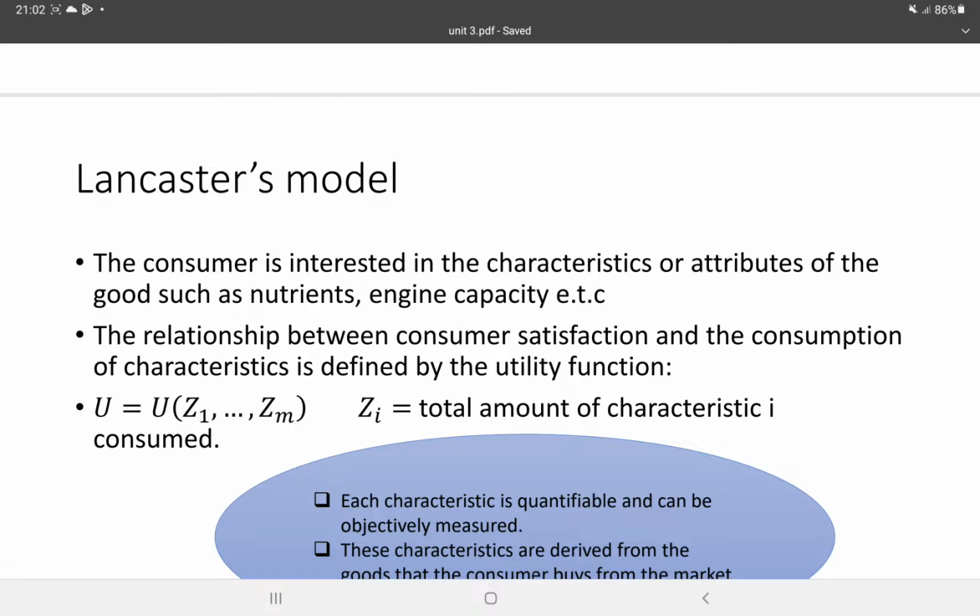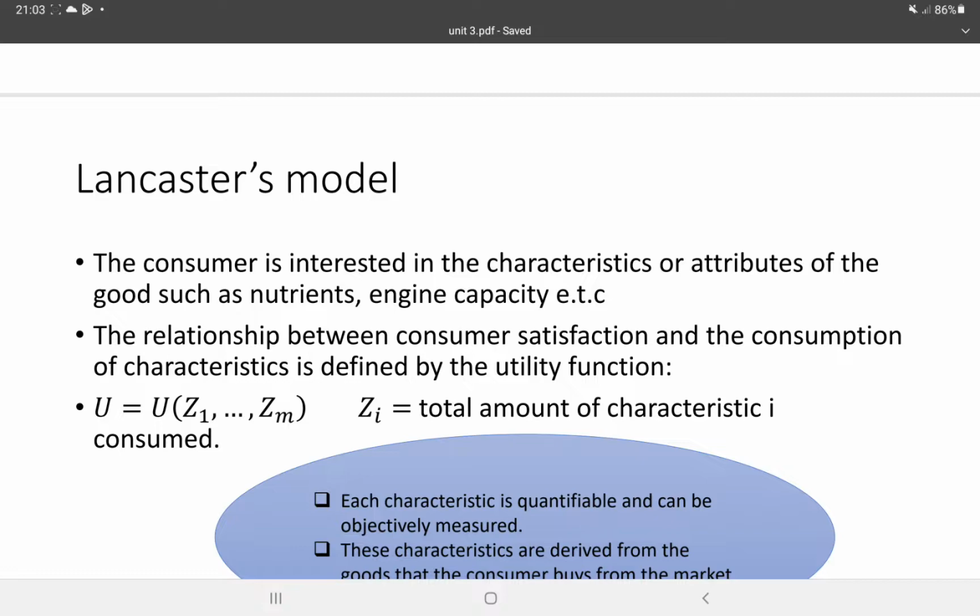The consumer is interested in the characteristics or attributes of the good, such as the nutrients, the engine capacity, etc. So under Lancaster's model, the consumer is basically interested in the characteristics and the attributes of the good or the product. So they're interested in the characteristics and the attributes of the particular commodity.